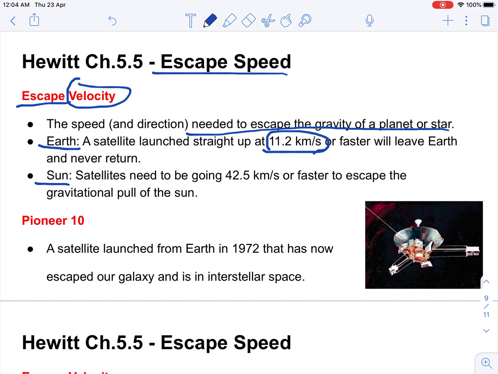The Sun, which is obviously much larger than Earth, even though it is further away, requires a much higher speed here on Earth. So even if we did get a projectile off of our planet Earth, it still has to also escape the influence of the Sun, which kind of shows you again how incredibly large and powerful the Sun is. But that requires 42.5 kilometers per second. And so humans have managed to do this.